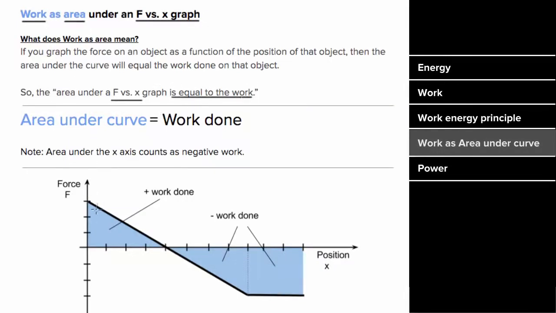But be careful: area above the x-axis is going to count as positive work done, and area underneath the x-axis is going to count as negative work done. And make sure the x-axis really is position. If you get a force versus time graph, the area is impulse, not work. So what would an example of work as area look like?